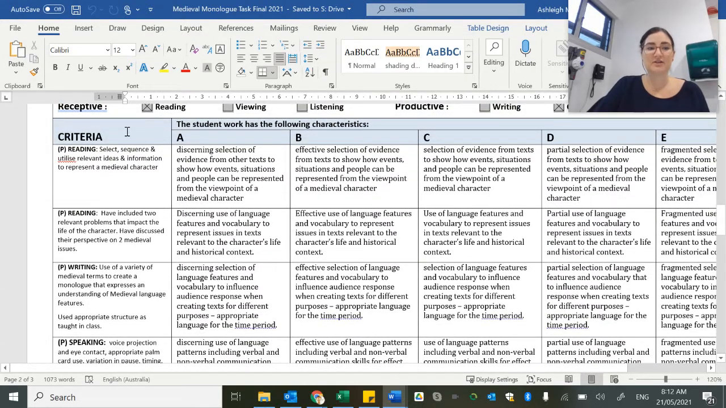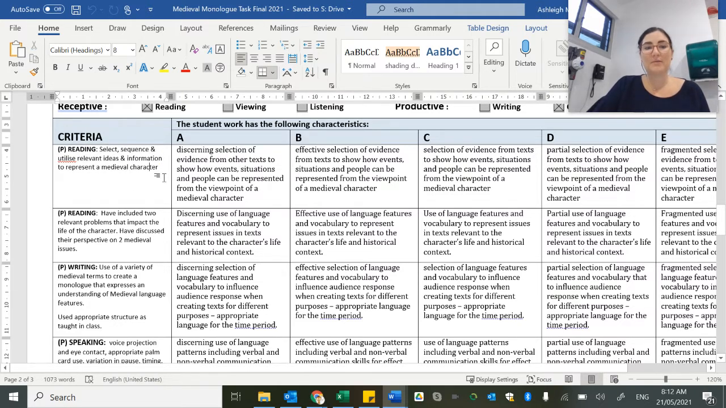Now, looking at the criteria sheet, this is what you're marked on. So the first section here where it says reading, this is where we mark you on your understanding of your medieval character. So have you got enough information? Do you understand what life was like for them? Have you used research to inform your understanding? So that's your reading mark here.